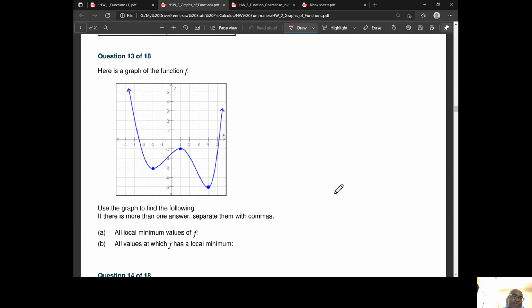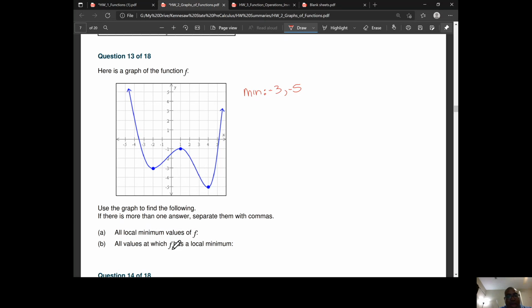Here's a graph of f. Find all local minimum values of f. So the minimum values of f are at, hold on. Find the local minimum values. -3 and -5. They didn't ask where the local minimum was. They asked what is the value, which is the y value. The minimum is that. That's A.